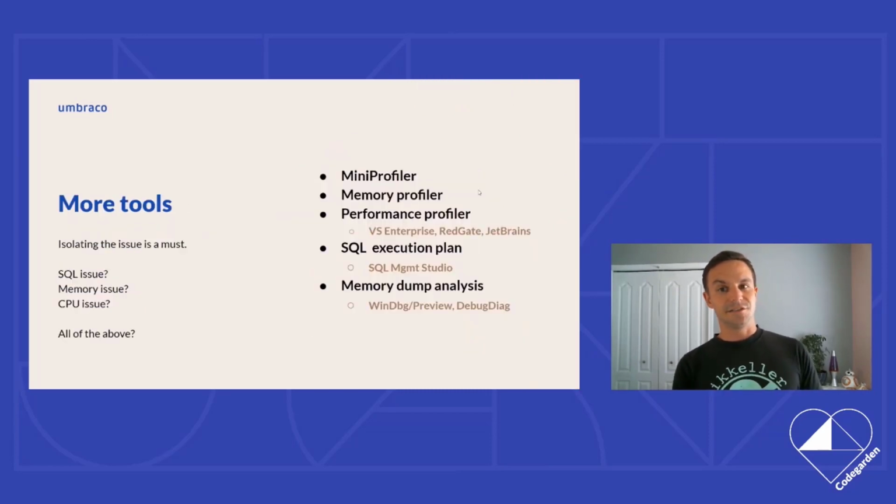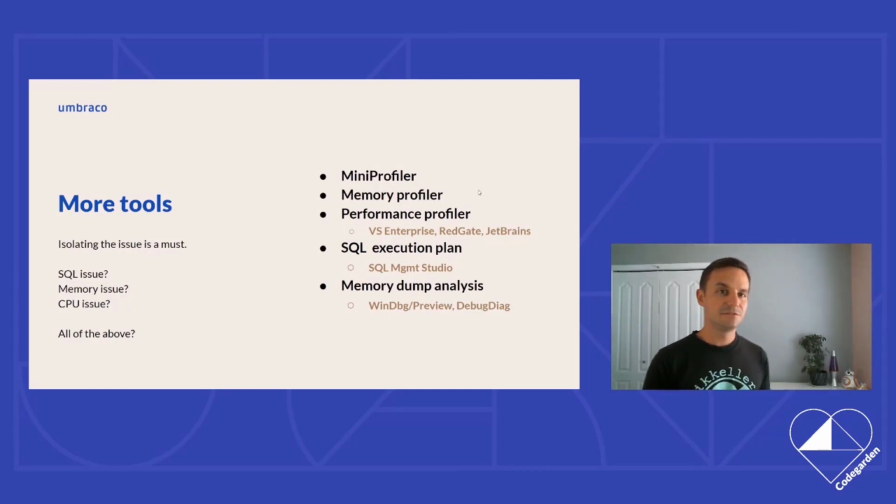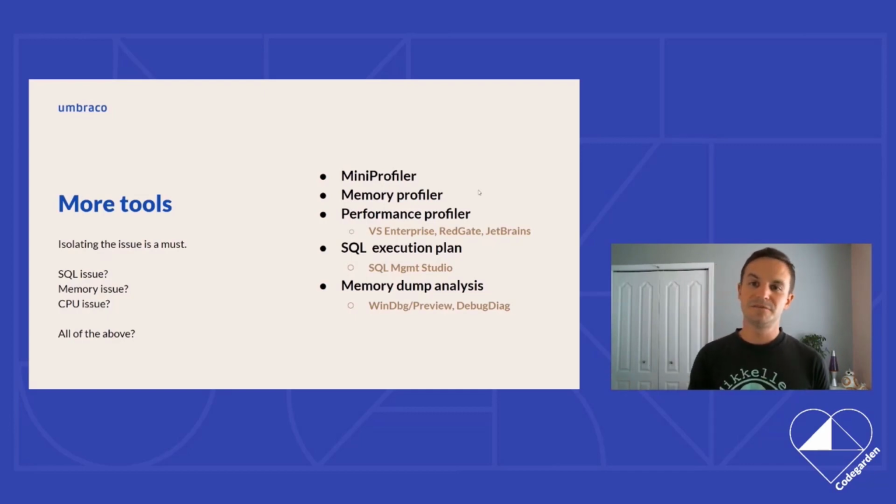So to isolate an issue, we're going to need some more tools. We need to figure out what kind of issue we've got. Is it a SQL issue? Is it a memory issue? A CPU issue? All of the above. To figure that out, there's various tools that we can use. One's actually built directly into Umbraco, which is called MiniProfiler. There's also memory profilers and performance profilers, and some examples of those are Visual Studio Enterprise, Redgate, and JetBrains make tools for that.